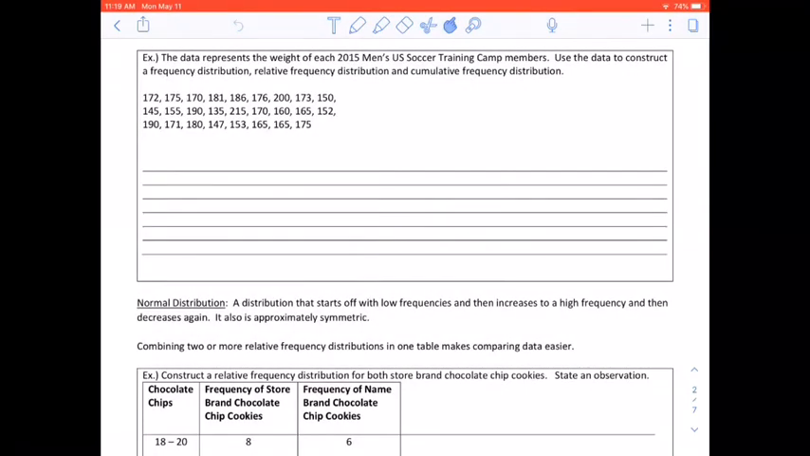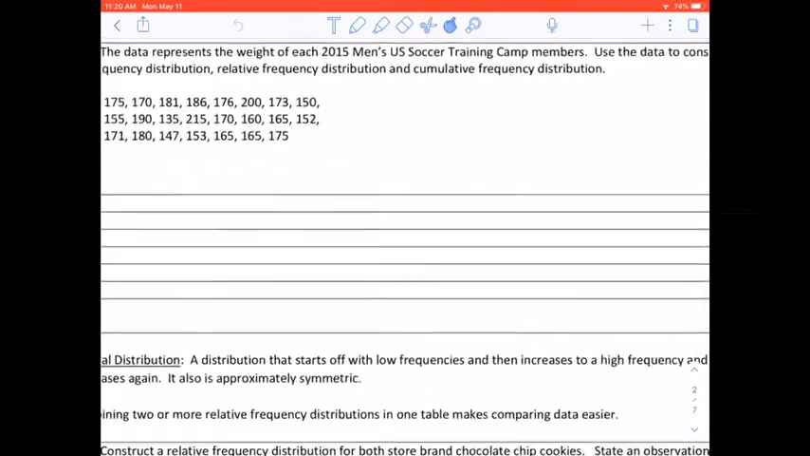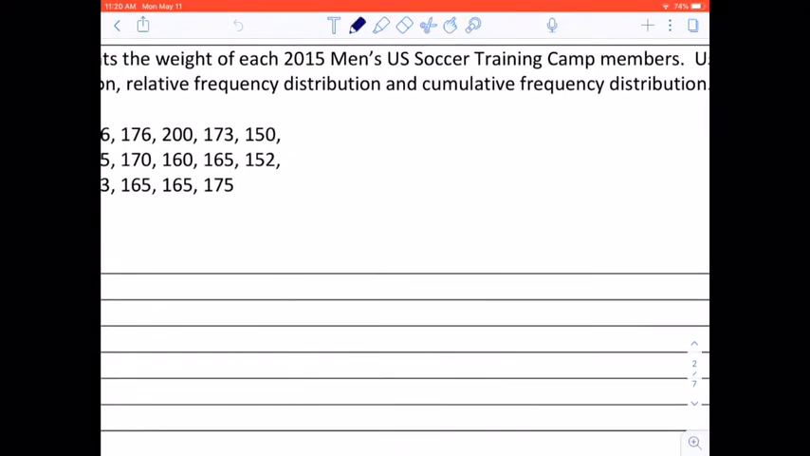The example says to represent the weight of each 2015 men's U.S. soccer training camp member. Use the data to construct a frequency distribution, relative frequency distribution, and cumulative frequency distribution. The first thing is to find the smallest weight and the largest weight. The smallest weight is 135 and the largest is 215. To figure out how to set up and group this data, I'm going to take 215, my largest, and subtract my smallest, 135. And let's go ahead and make 5 classes.